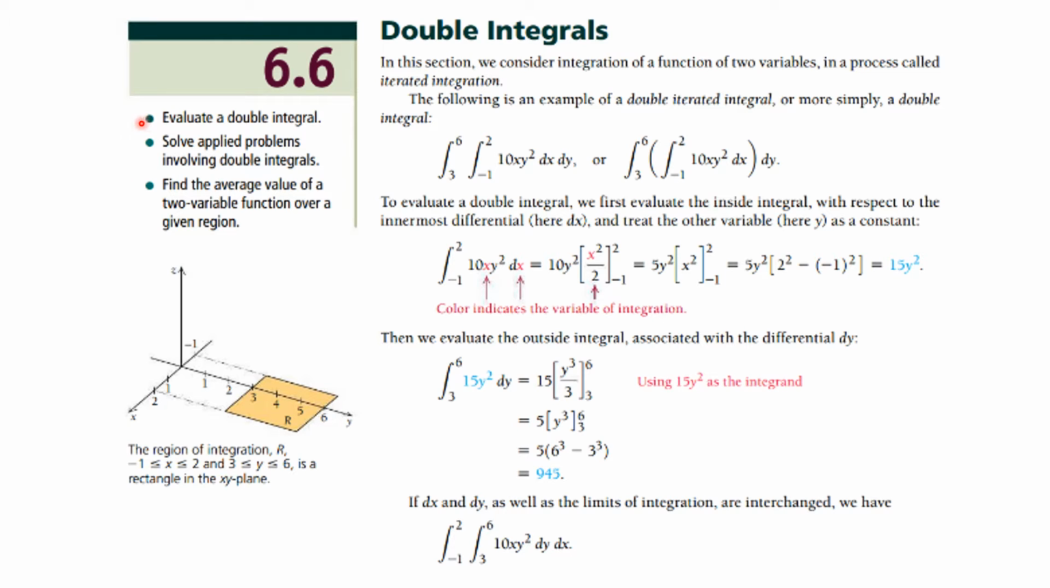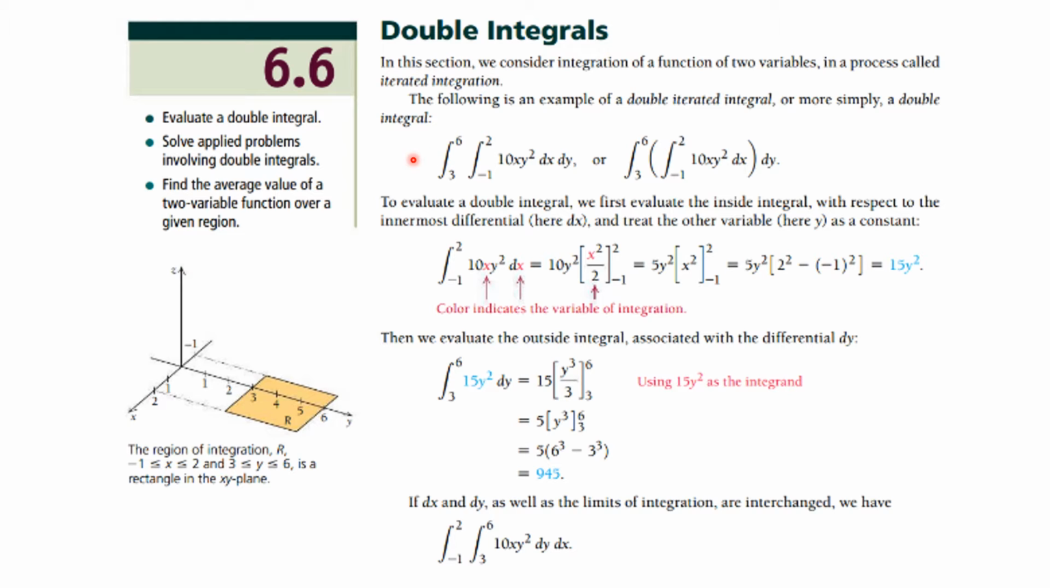In this section, we learn how to evaluate a double integral. We solve applied problems involving double integrals, and we find the average value of a two-variable function over a given region. The technique that we use to evaluate double integrals is called iterated integration.